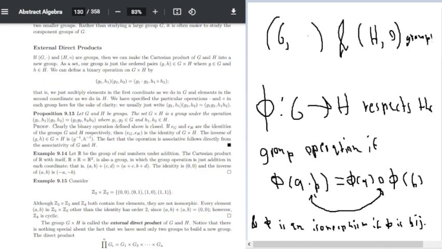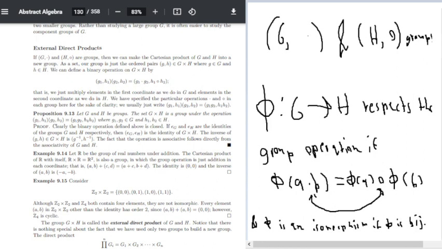So, external direct products. I think I covered this in my second or third stream, but I can just mention it offhandedly. If G with operation dot and H with operation circle are groups, then we can make the Cartesian product of G and H into a new group. As a set, our group is just the ordered pairs (g, h) in G times H, where g is in G and h is in H.